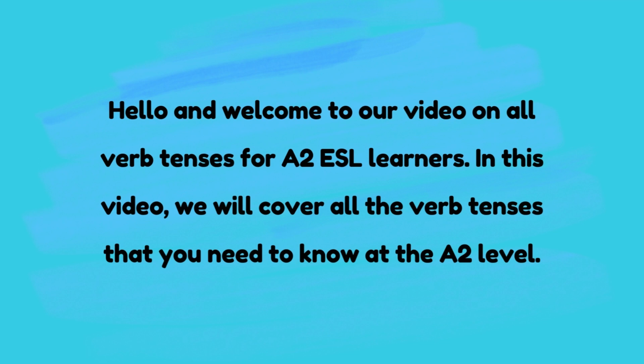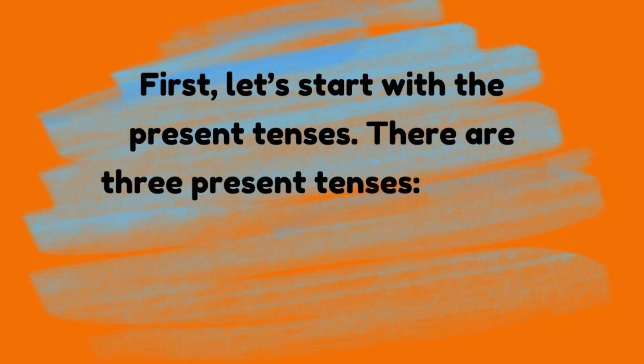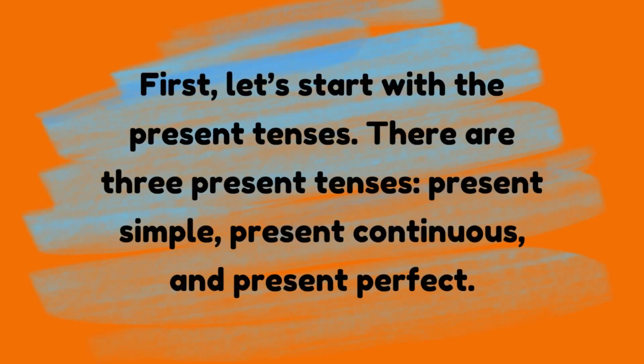In this video, we will cover all the verb tenses that you need to know at the A2 level with example sentences. First, let's start with the present tenses. There are three present tenses: present simple, present continuous, and present perfect.